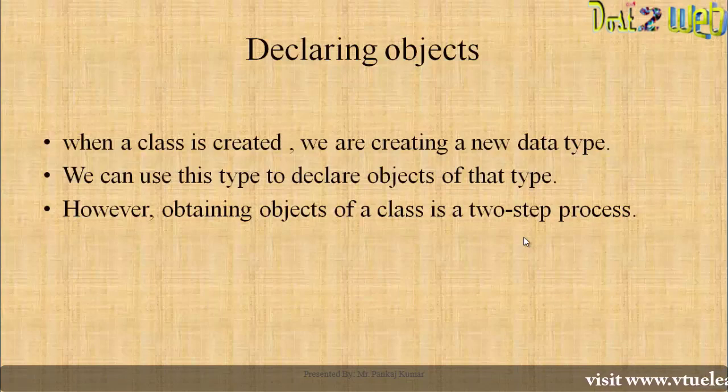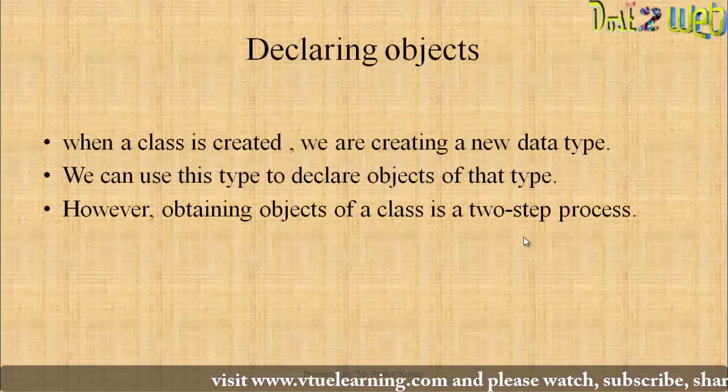First, let's see that when a class is created, we are creating a new data type. You know very well, as we have seen just now, class. So when a class is created, it creates a new data type, and we use this type to declare objects of that type. So whatever the type you are declaring, you are going to declare the object.